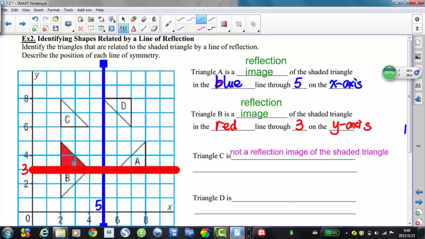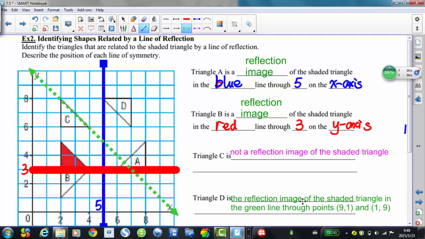Let's look at triangle D. We find triangle D and the shaded triangle are symmetrical about this line. It's an oblique line, so I use the green line to show the line of reflection. So triangle D is the reflection image of the shaded triangle in the green line through points (9, 1) and (1, 9). Here is (9, 1), and this is (1, 9). So triangle D is a reflection image of the shaded one through this line.